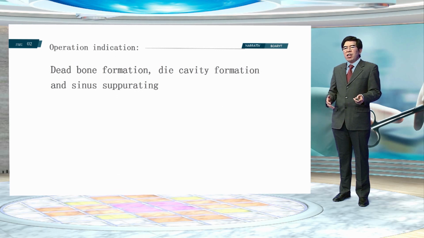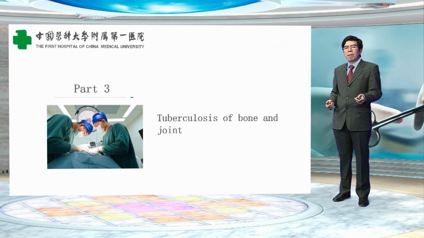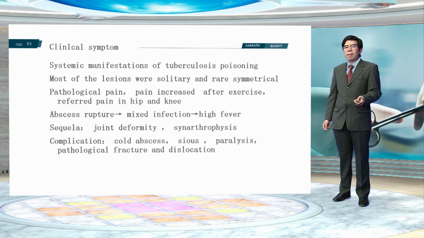So the operation indication should be 2 points. First is dead bone formation. The second is dead cavity formation and sinus suppurating. The surgical contraindication, there are also 2 points. One is acute attack. The second is large dead bone formation, and the formation of the shell is not fully formed.